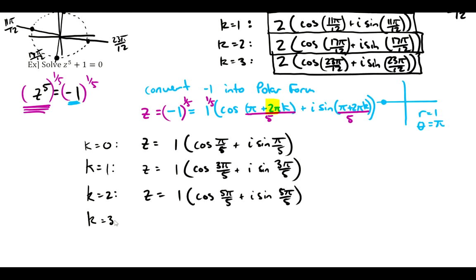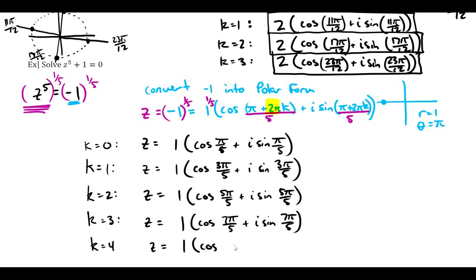And then if I let k equals 3, I would have z equals 1. Still add another 2 pi to the numerator, would be 7 pi over 5 plus i sine of 7 pi over 5. And then one more time where k equals 4, I would have 1 and then parentheses cosine. Again, add 2 pi, that would be 9 pi over 5 plus i sine of 9 pi over 5.